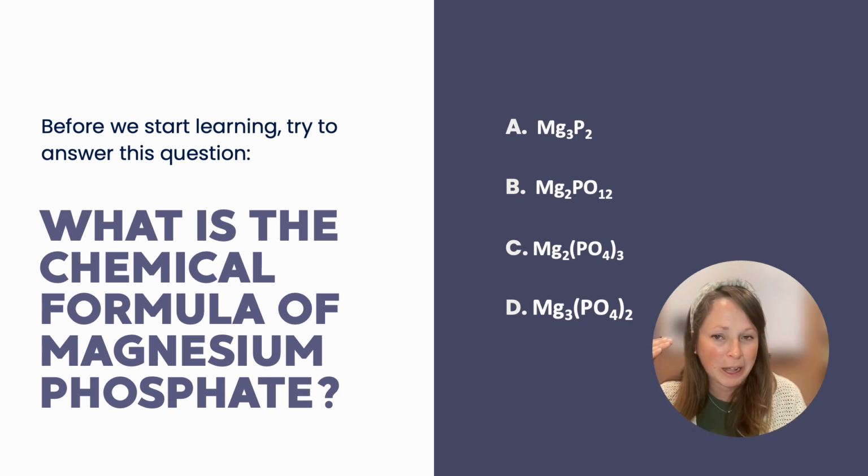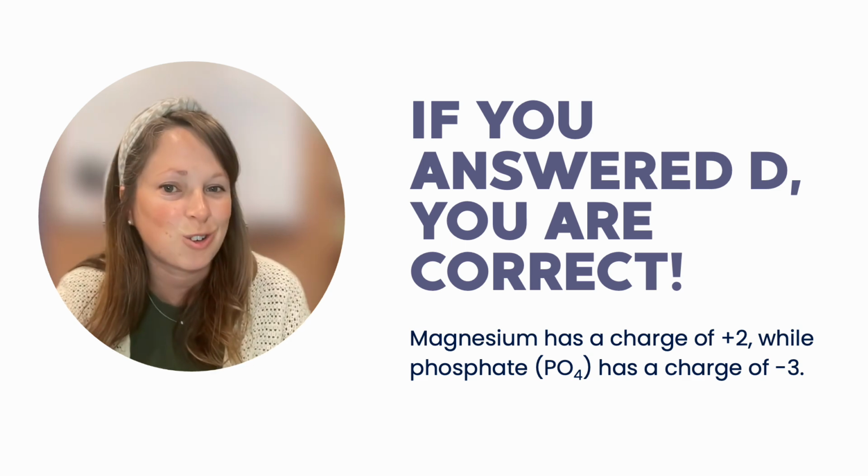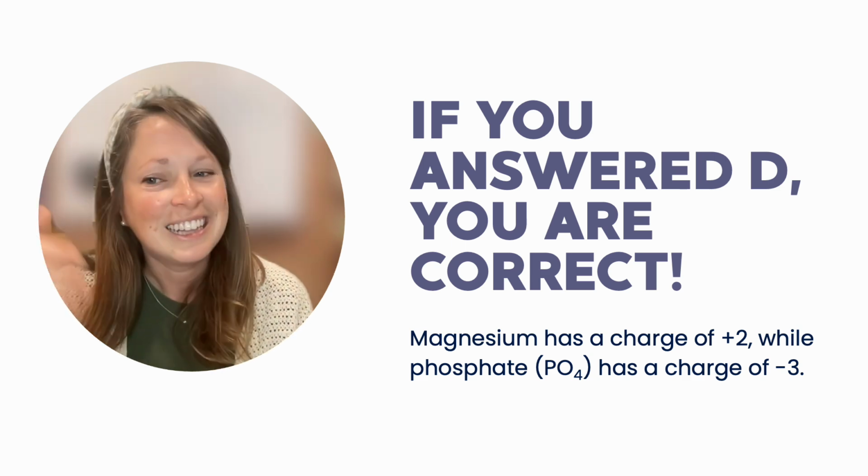So right away, we can rule out A and B. A is magnesium phosphide. B is completely made up. And then C and D technically could both be magnesium phosphate. However, we have to remember phosphate has a charge of -3. So the only correct option is going to be answer choice D. So if you actually chose answer choice D, pat yourself on the back. Maybe you don't need to watch this video. Maybe you do. Let's continue.